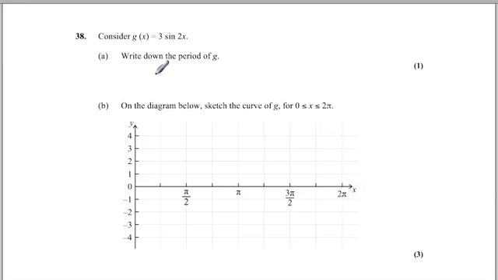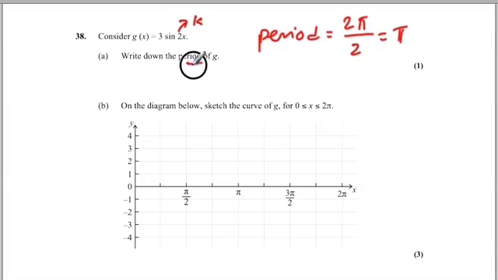All right, we're nearing the end, actually. Just a few more questions. Write down the period of g for this function. The 2 is the k. So the period is equal to 2 pi over k. And our k in this case is 2, so it's equal to pi. So the answer to this is pi.